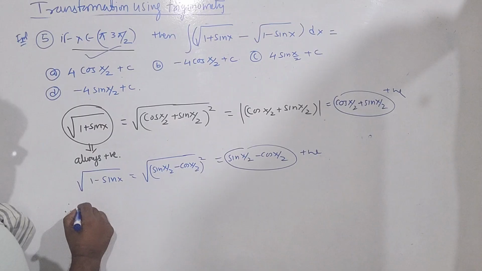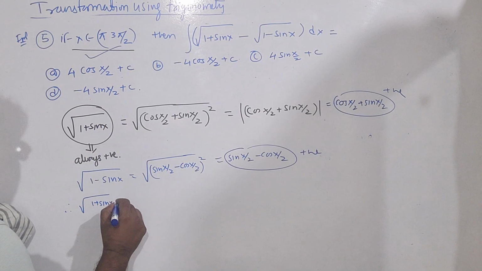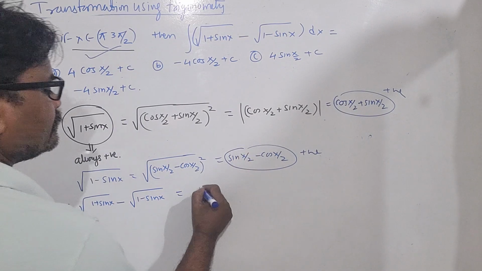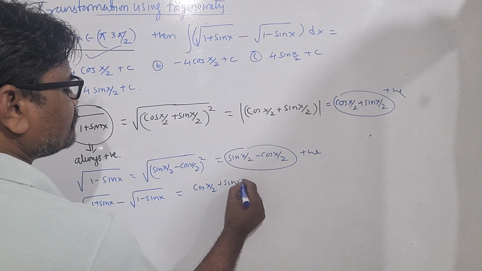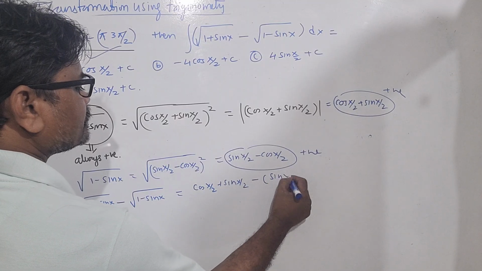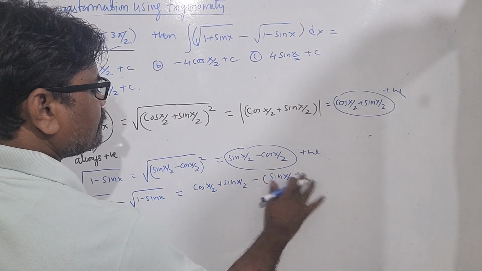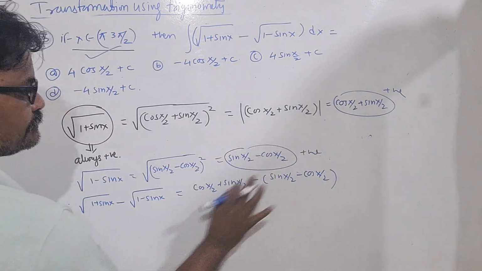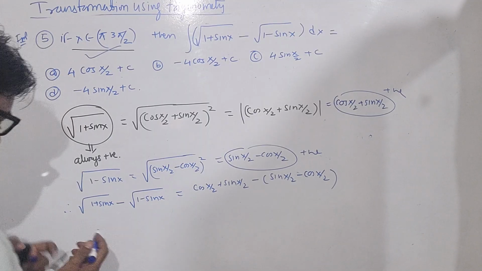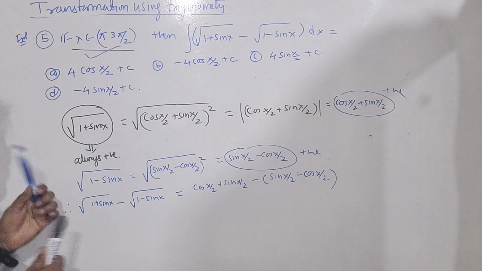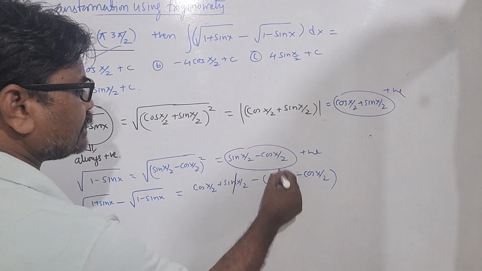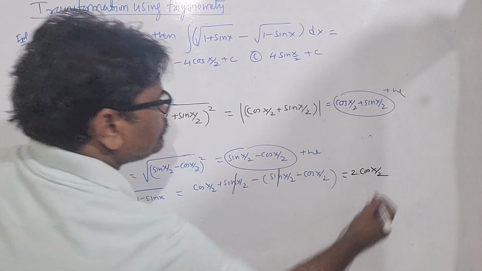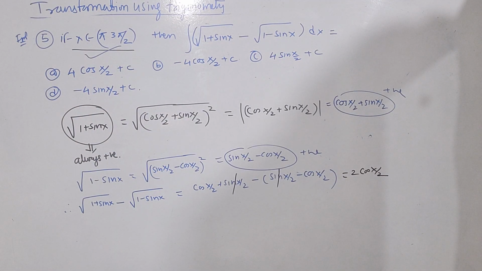So therefore, square root of 1 plus sin x, then minus of square root of 1 minus sin x, this will be your cos x by 2 plus sin x by 2, then minus sin x by 2 plus, sorry, minus cos x by 2. OK, this minus this. So look what will happen here. This sin x by 2 will cancel out and we will remain with 2 times cos of x by 2. Correct? 2 times cos of x by 2.